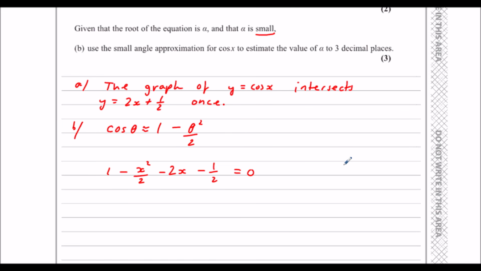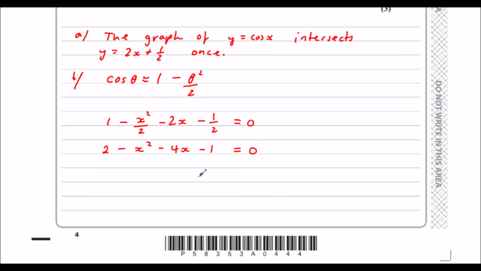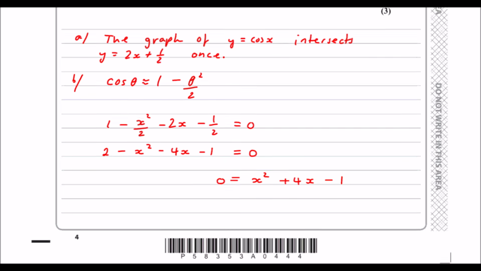I'm going to multiply everything by 2 to start with to get rid of these fractions. So I'm going to have 2 minus x squared minus 4x minus 1 equals 0. So the fractions are gone. We've got a quadratic. I'm going to bring everything over to the right side, so x squared is positive. So I've got x squared plus 4x. And then we've got 2 minus 1, so we've got 1 on the left side. So we have minus 1 on the right side. And then we have to solve this.